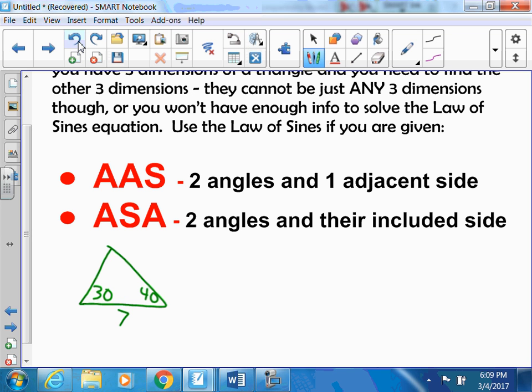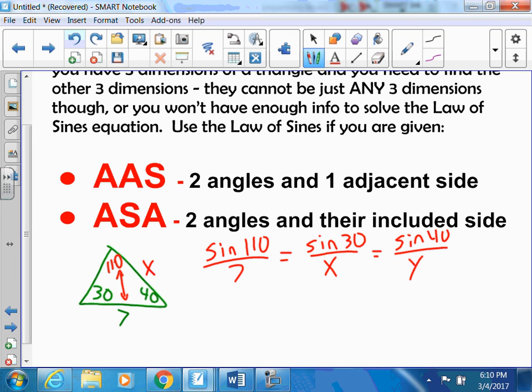Well, because we know two angles, we can find the third angle. 30 and 40 is 70. That would make this angle up here 110. And now we do have an angle and a side opposite of each other. So we can set up law of sines. Sine of 110 over 7 equals the sine of 30 over x. And we can let this be x, because that's opposite of 30. And then you could do sine of 40 over y. And we might as well let this be y right here. And basically we can solve for all three parts of the triangle.